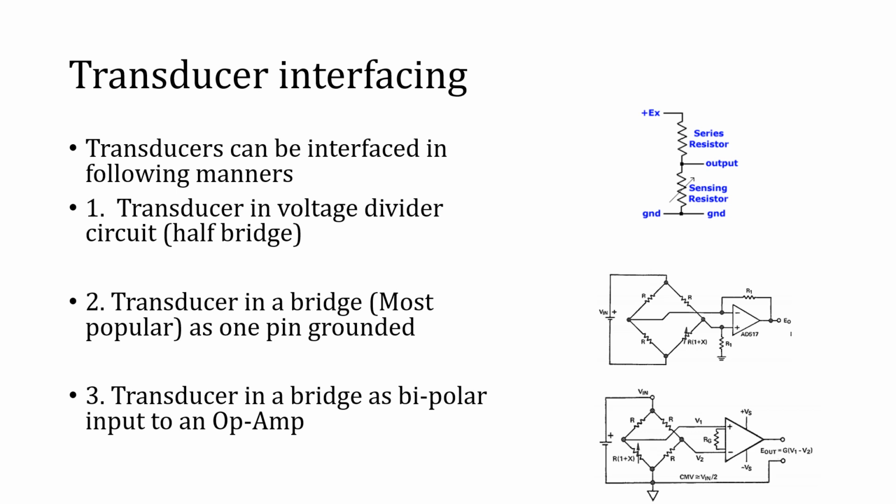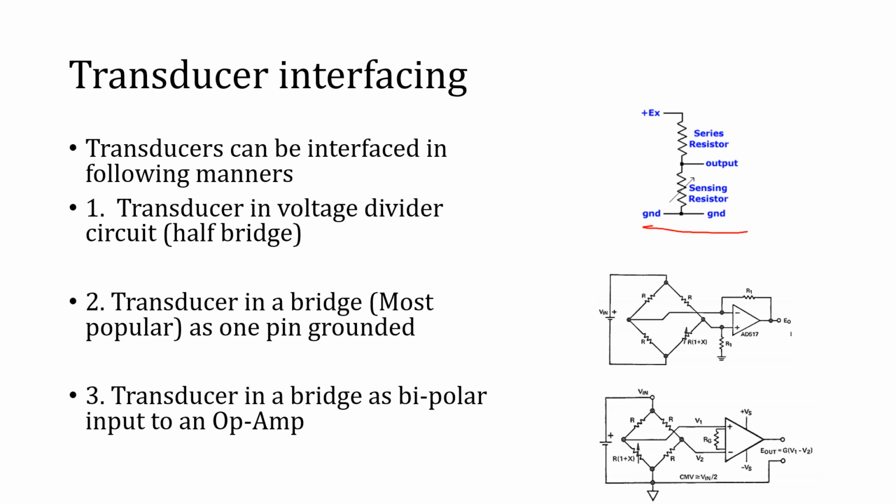Whenever we have a transducer, the important thing that comes to mind is how to connect that transducer with the signal conditioning circuit. The most common thing about these circuits is that they are based either on bridge circuits or on the voltage divider circuit. So let's start with the first one, when the transducer is used in a voltage divider circuit, which is also called a half bridge.